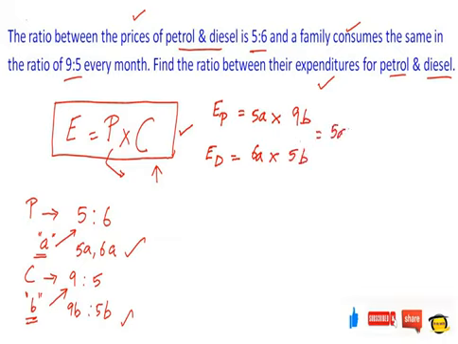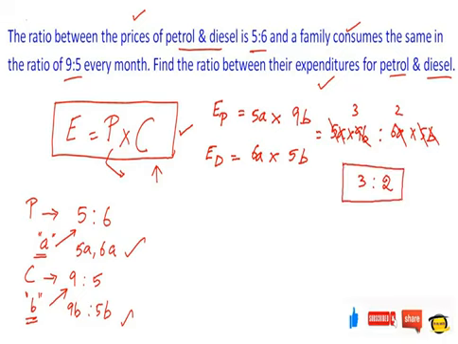Now let's find out the ratio between these two terms. So 5A times 9B is to 6A times 5B. Now we can clearly cut off the 5's. We can also cut off the terms of A and B as well. And we are left with 3 and 2. So the ratio between the expenditure which was spent for petrol and diesel is 3:2.